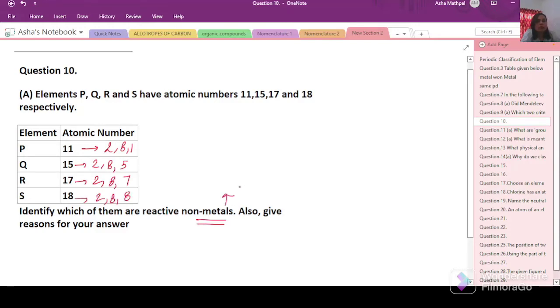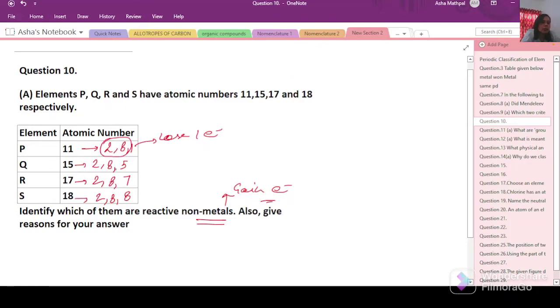So non-metals always gain electrons, right? So now try to identify them. If you see P, its electronic configuration is 2, 8, 1. That is, it will lose 1 electron to attain the octet. Then it will be only 2, 8, right?